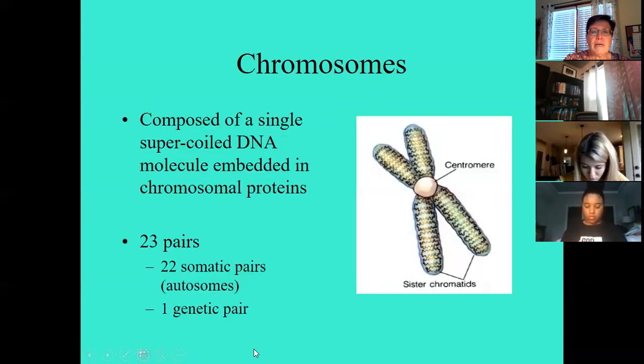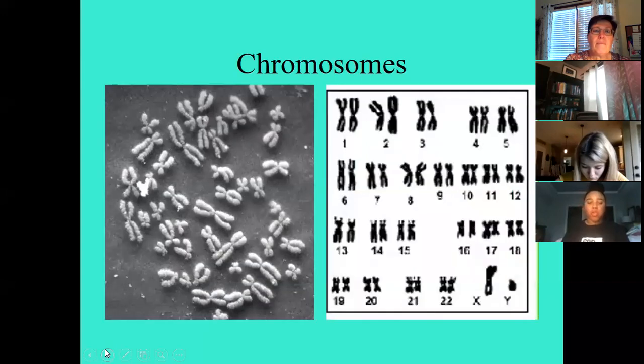Sorry, I need to go back. We have 23 pairs of chromosomes. We have 22 somatic chromosomes that are called the autosomes. And then we have one pair of genetic chromosomes. So here we see a map of the chromosomes.